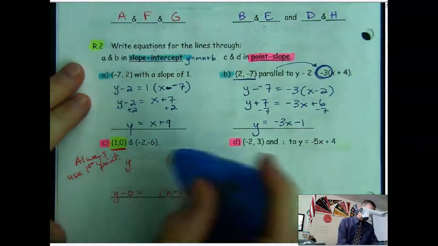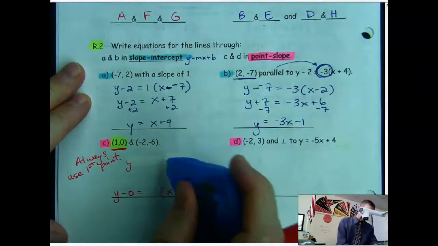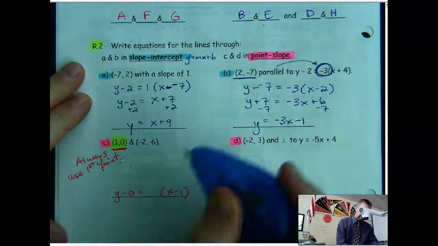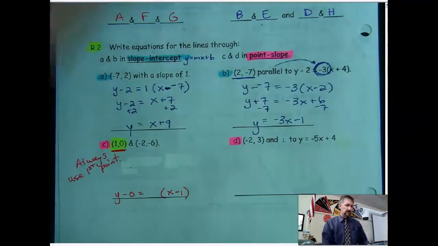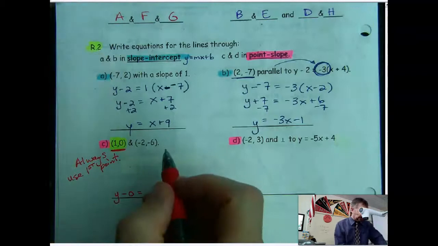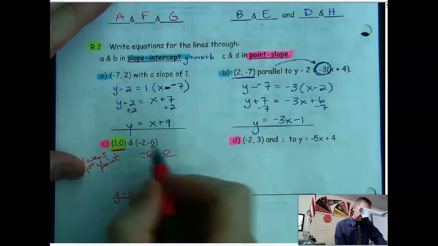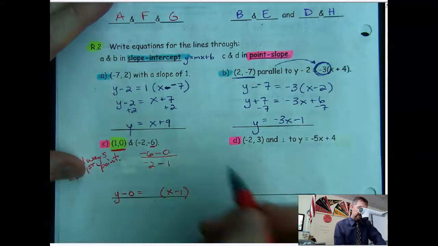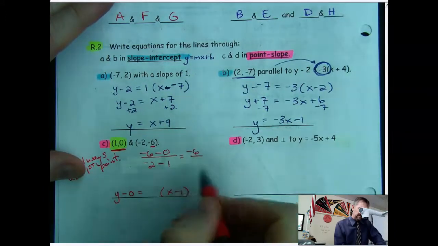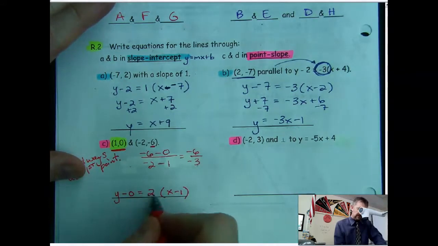You don't need to write that out twice. So what we need here though is the slope. We need to calculate the slope. So that is y2 minus y1. So that's -6 minus 0 over -2 minus 1. So that's going to be -6 over -3, which is 2.